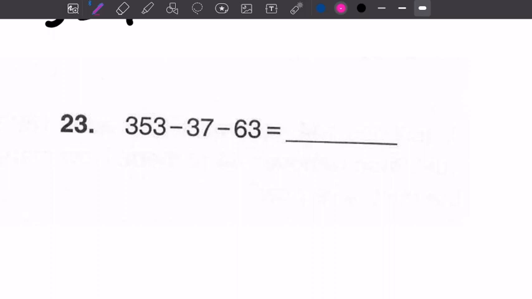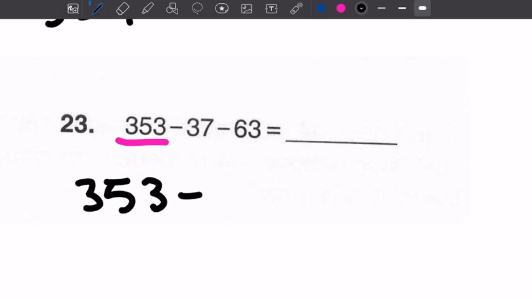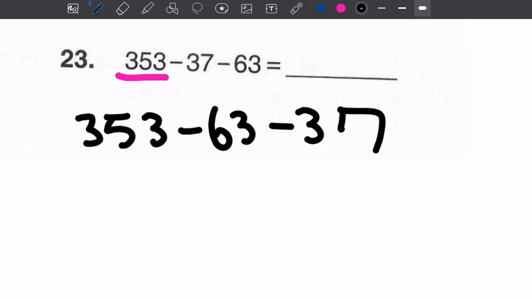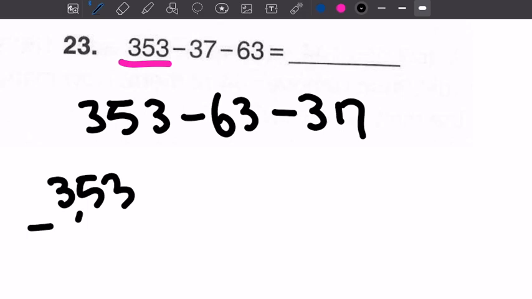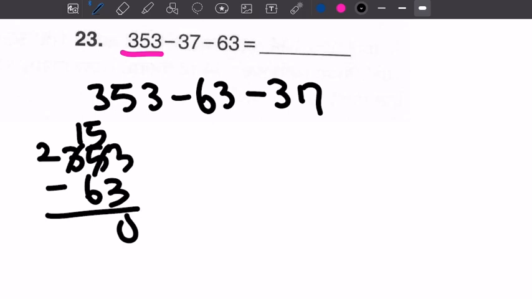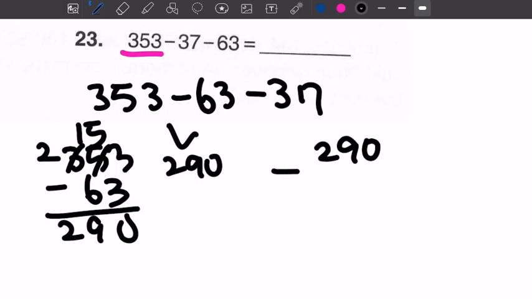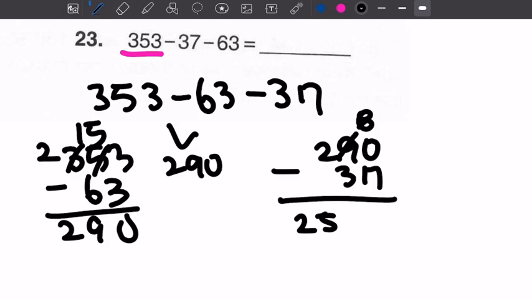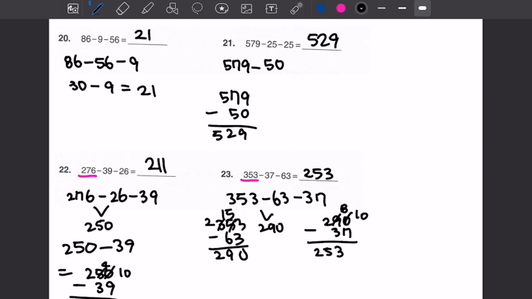Now again, for question number 23, 353 stays in place. And we want to subtract 63 first because of the 3 and 3. Subtract 3 from 3 is 0. So 353 minus 63 is going to be 290. And 290 minus 37 is going to be 253. Now we have our final two questions.